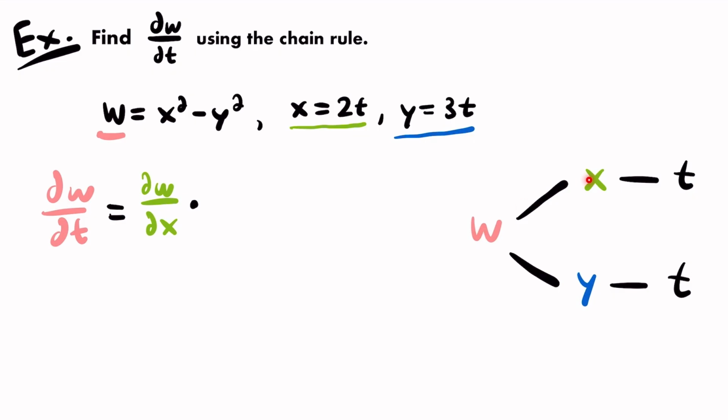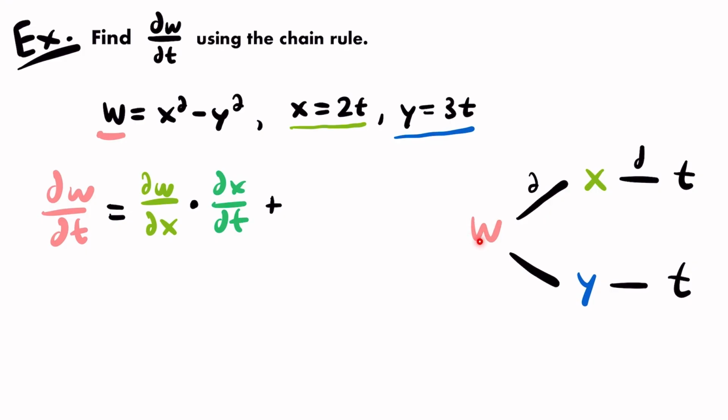We go from w to x, that is a partial derivative, and then we take the derivative of x with respect to t. That is just a regular derivative, not a partial derivative, because x is only defined in terms of t. We have no choices here. We can only take one type of derivative of x. Okay, so we'll multiply this partial derivative by dx dt, and then we will add that to the other term that we get by taking the other path.